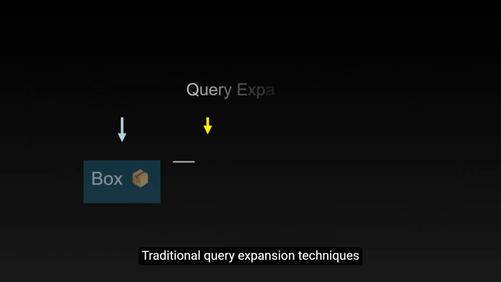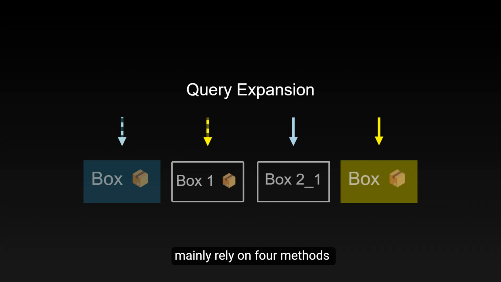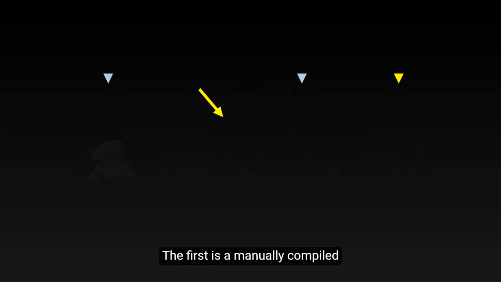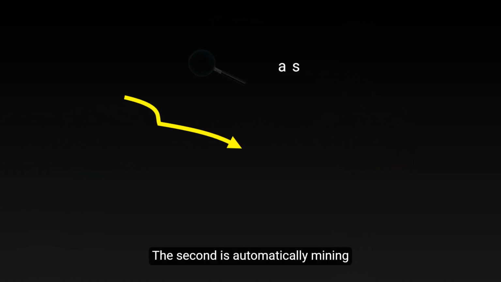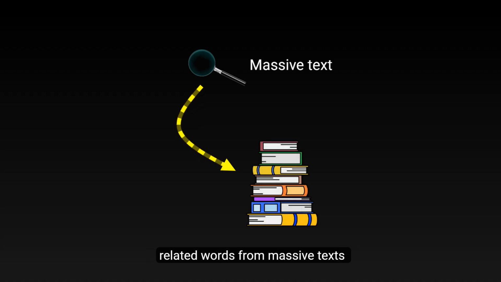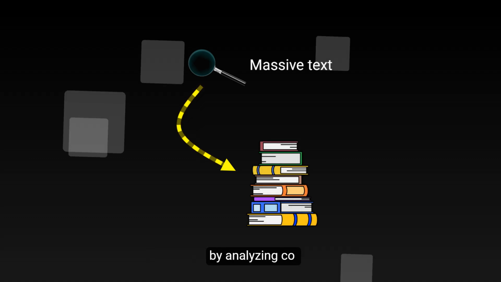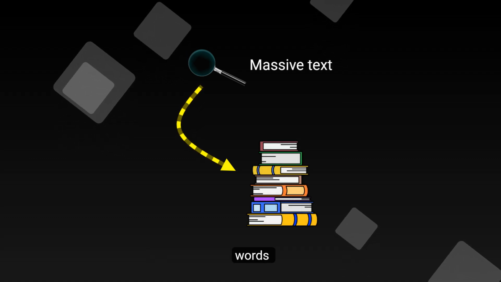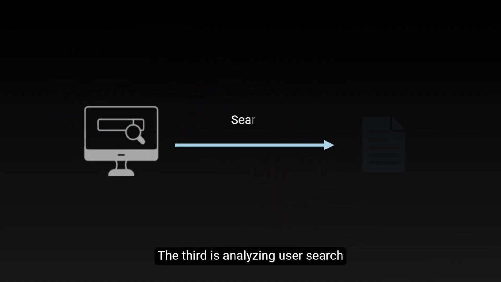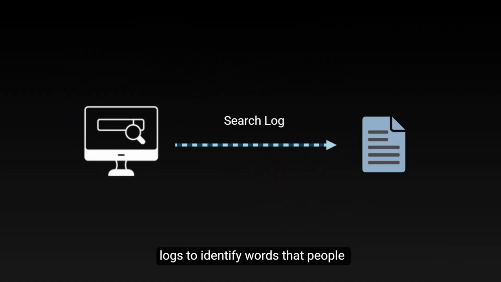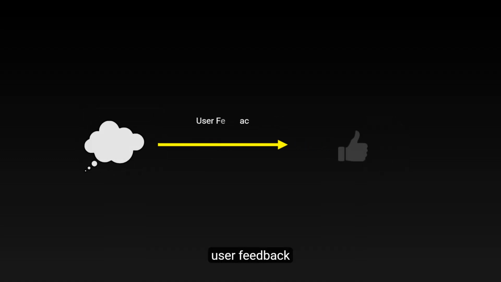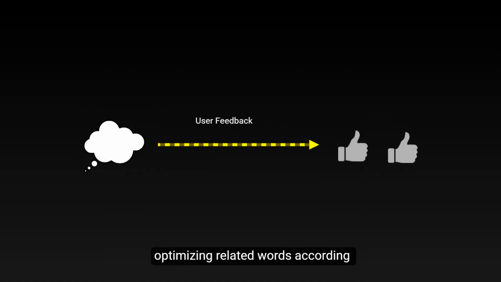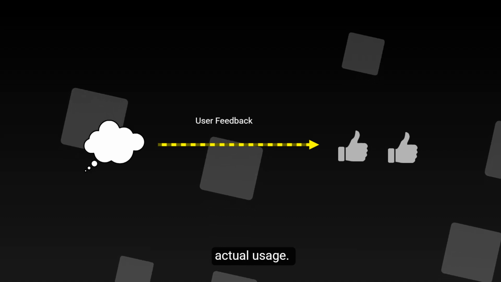Traditional query expansion techniques mainly rely on four methods. The first is a manually compiled thesaurus, like an electronic version of a synonym dictionary. The second is automatically mining related words from massive texts by analyzing co-occurrence relationships between words. The third is analyzing user search logs to identify words that people often search for together. The fourth is learning based on user feedback, optimizing related words according to users' actual usage.